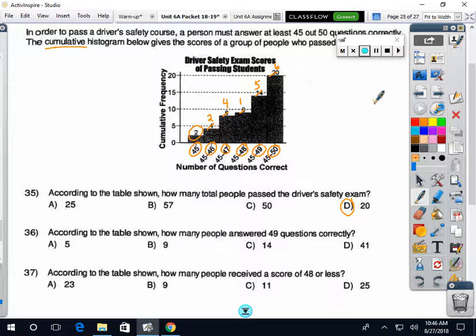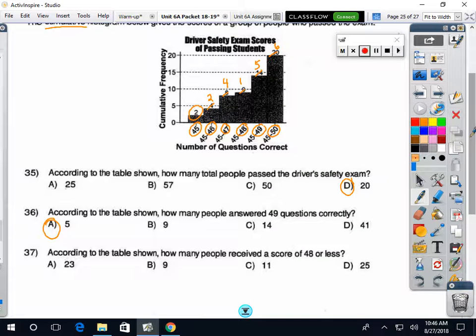According to the table shown, how many people answered 49 questions correctly? 5, right. And then number 37, according to the table shown, how many people received a score of 48 or less? Right, 9. 48 or less would be these people, these people, these people, and those people, and that adds up to 9.